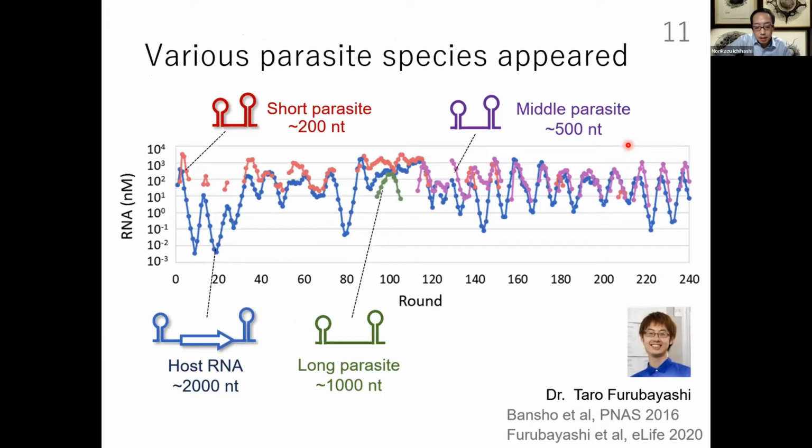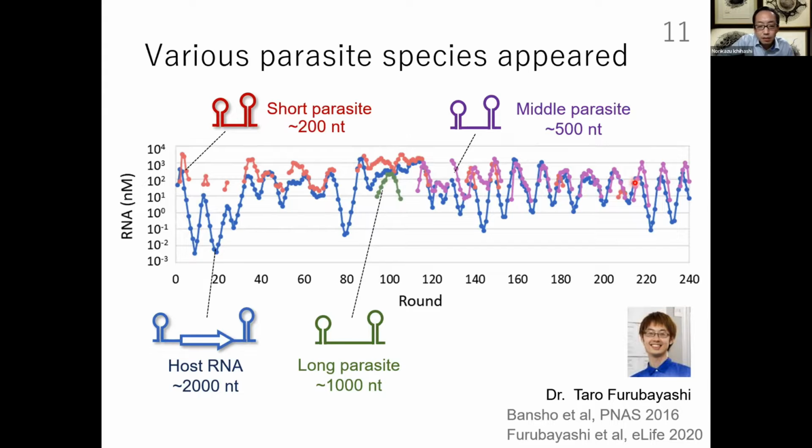And we found that population dynamics gradually showed an oscillating pattern and gradually changed as rounds proceeded. We also found that various parasitic species appeared. The initial parasite is very short, 200 nucleotides, but at the midpoint we found that a very long parasite appears. And also at this point, a middle-size parasite of 500 appears and dominated the population in later rounds.